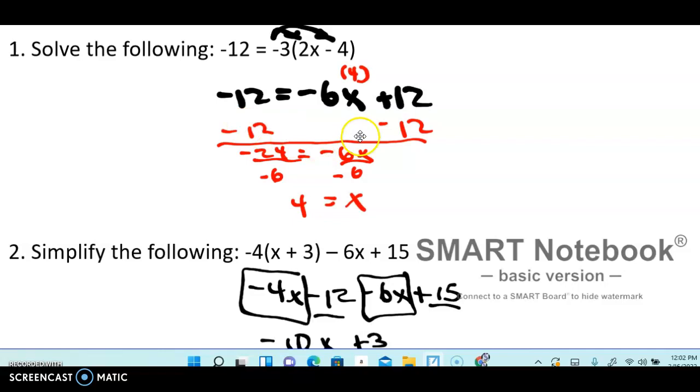Subtract 12 from both sides, and then -12 minus 12 gives you -24. I'm going to bring the -6x down, then divide both sides by -6. A negative divided by a negative is a +4, and if you plug it back in, you can see that it makes the statement true.